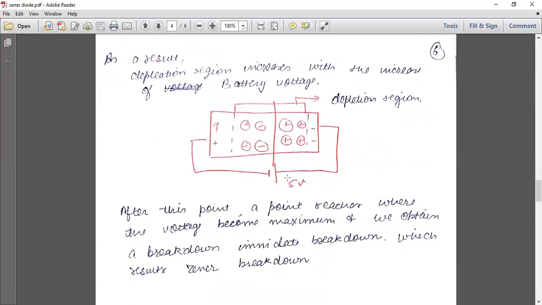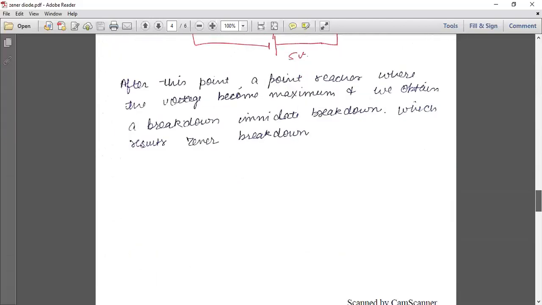At 5 volts, the energy is so increased that the positive holes and the negative electrons generated are so powerful that they overcome this depletion region, and conduction starts immediately at this maximum voltage. So depletion region increases with the increase of battery voltage. After this point, a point is reached where the voltage becomes maximum and we obtain an immediate breakdown, which results in Zener breakdown, and here we obtain Zener breakdown.